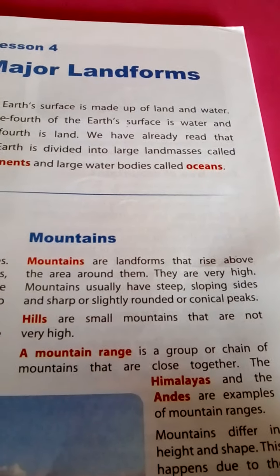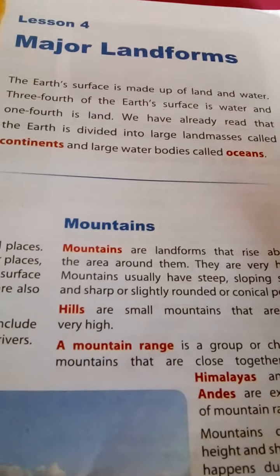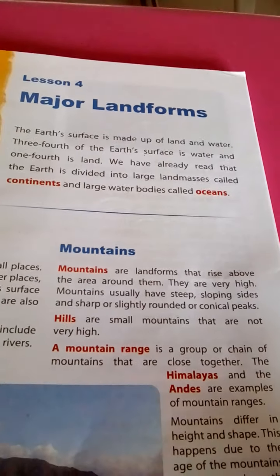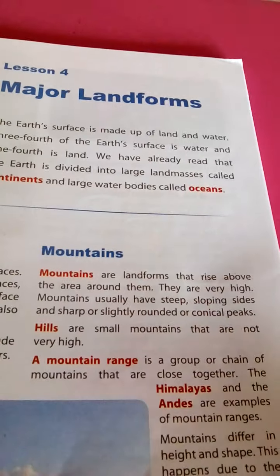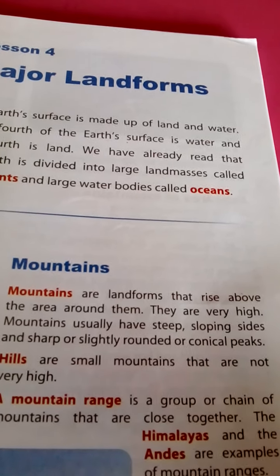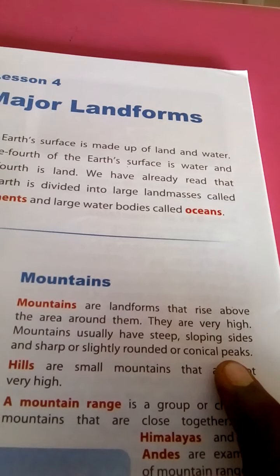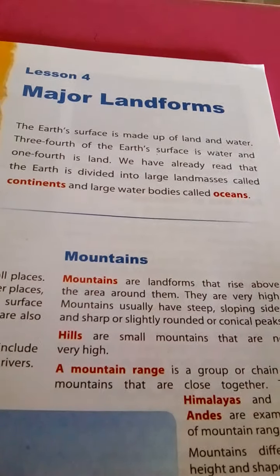Mountains are landforms that rise above the area around them. They are very high. Mountains usually have steep, meaning vertical, sloping sides, that means slanting sides, and sharp or slightly rounded or conical peaks. The peaks mean the pointed top of the mountain.